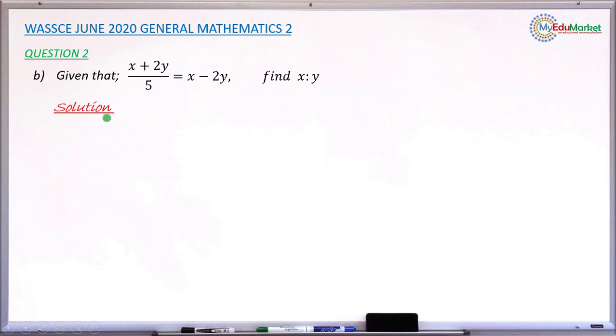Solution to the problem. What you do first is to copy down the given equation: (x + 2y)/5 = x - 2y. This is the given equation. To find this ratio x is to y, what you now do is to do everything that is possible to have x over y, that is the fraction x over y, by one side, and constant numbers by the other side. That will enable you to get this ratio x is to y.